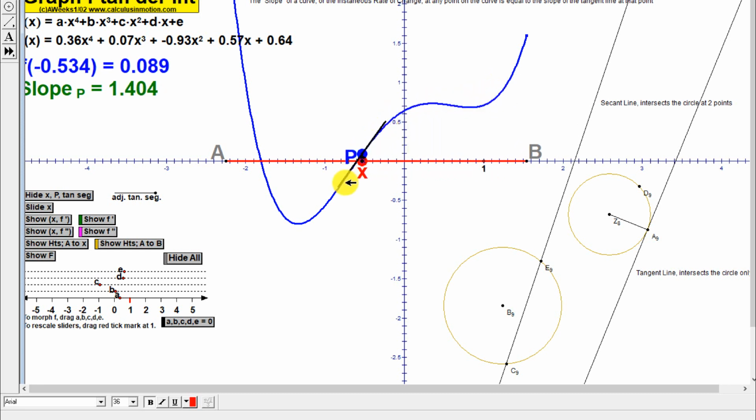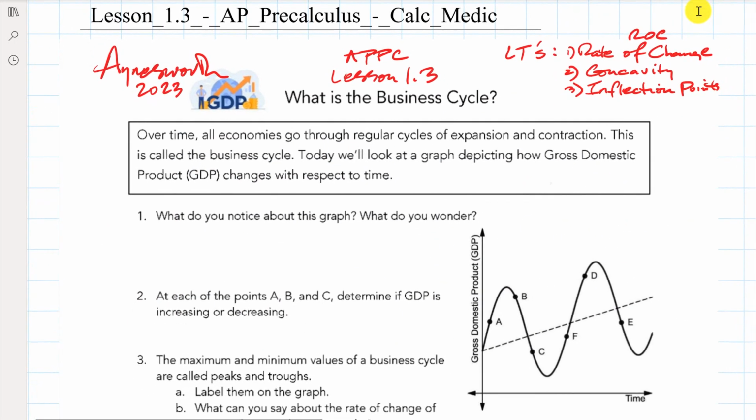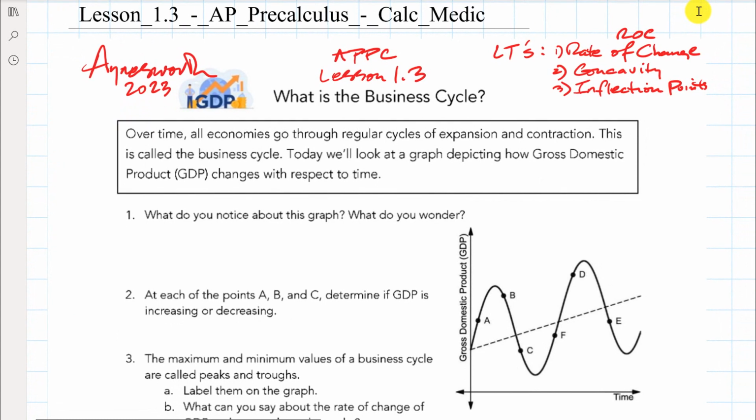So this concept of using inflection points and looking at where it changes concavity is important. Remember, inflection points is where it changes the fastest, either in a positive sense or a negative sense, depending on the slope of the tangent line. Okay, so let's get right into our lesson here, and let's apply it to a business problem and take a look at the mathematics within it.